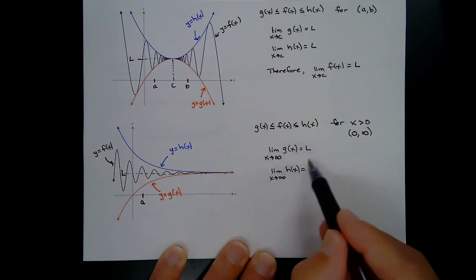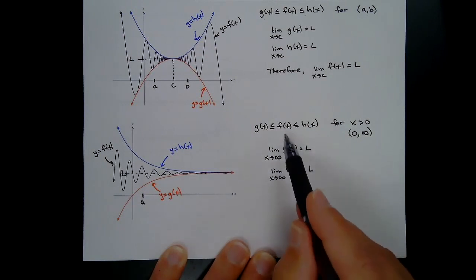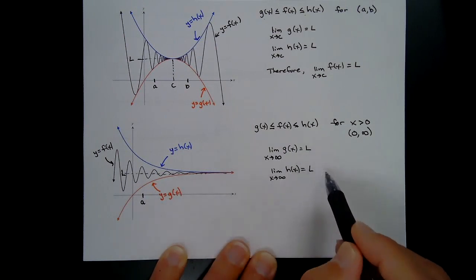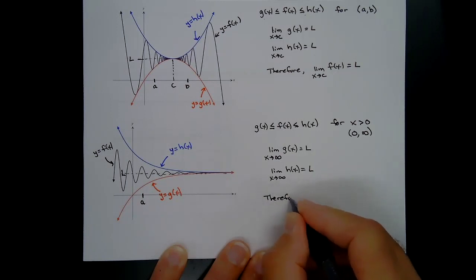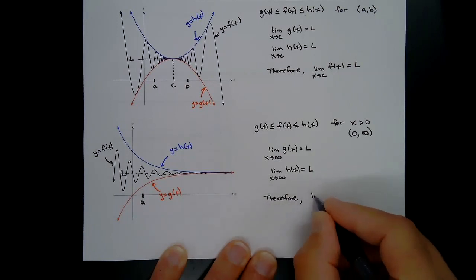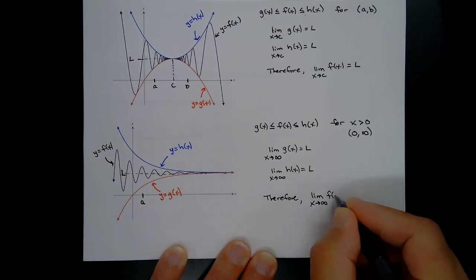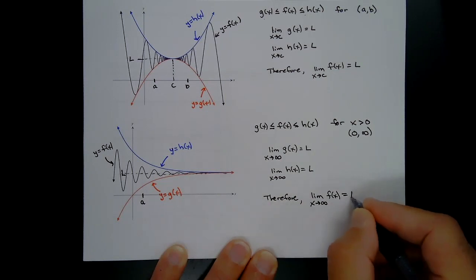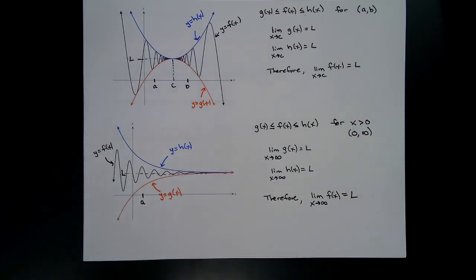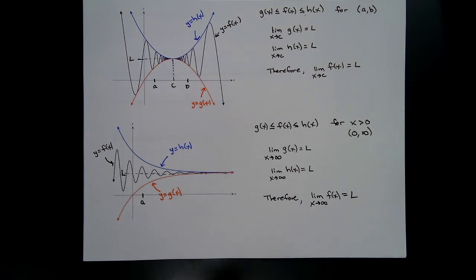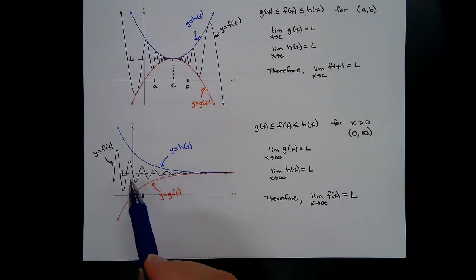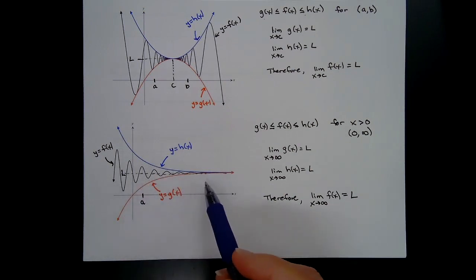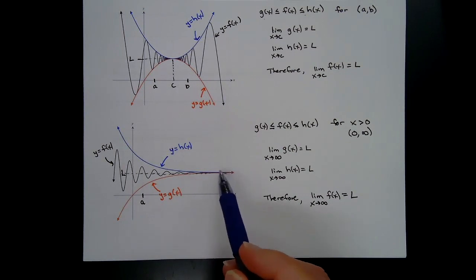So this is the bottom half of the bread. This is the top half of the bread. My meat is somewhere in between, and these are both approaching the same value. So therefore, the limit as x approaches infinity of f of x must also equal this number L, okay? So it's basically this. You got to establish that there's a top function that's always above the one we're trying to find, one that's below the one we're trying to find, and they're approaching the same limit value, okay?